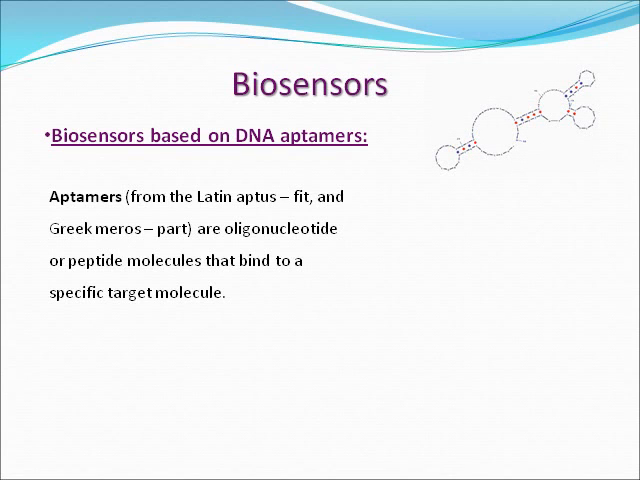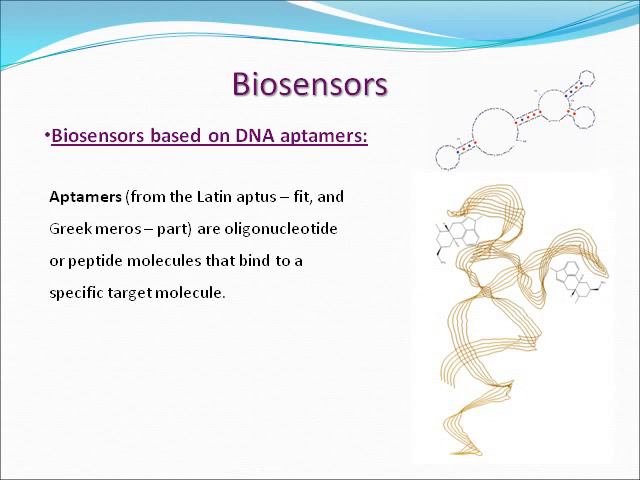Then on top you have a 2D representation of a DNA aptamer, which is made of single-stranded nucleic acid, which folds on itself, and that gives it a particular shape so that it can very specifically recognize a target molecule and bind to it. Then you have the 3D representation of a DNA aptamer, which has two binding sites and which binds to the target molecule, an ergot alkaloid.